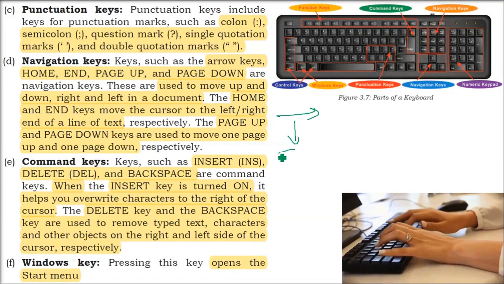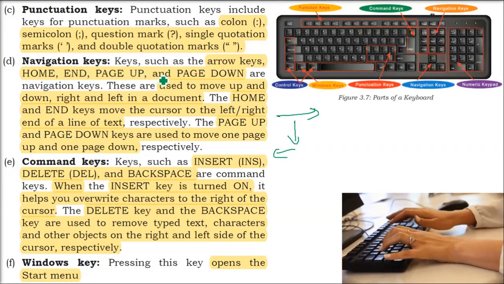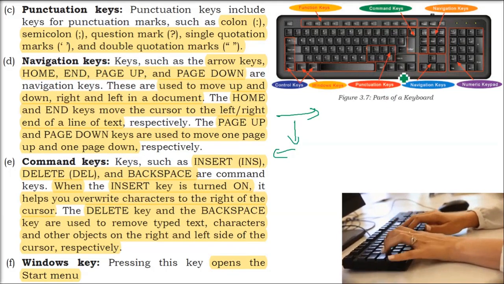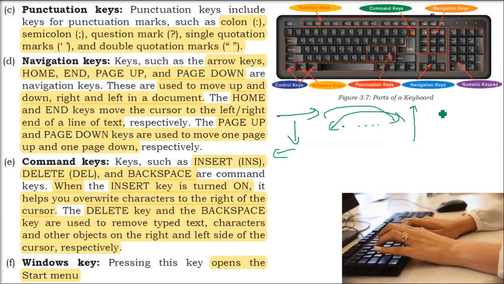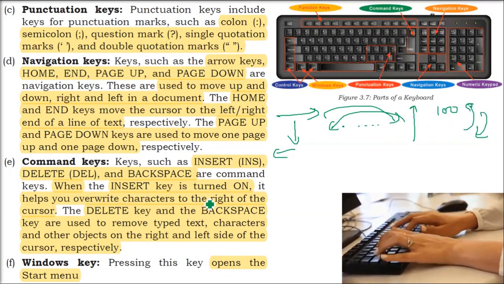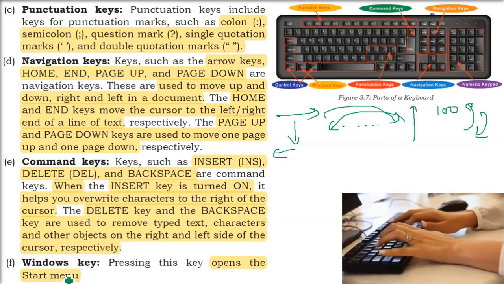Navigation keys. Whenever you move, you are in motion, you say you are navigating. Similarly here, we have home, arrow keys, and page up, page down. These are used to move up and down, right, left. You have to go up and down, page up, page down. While you are typing something, you have to go to the front or to the end. This is done through navigation keys.